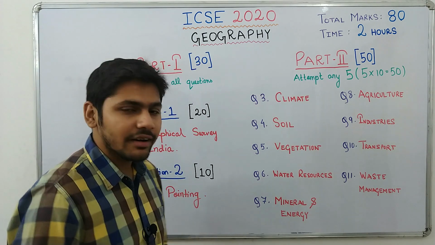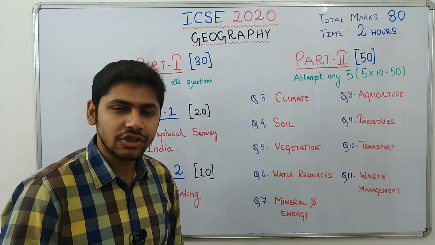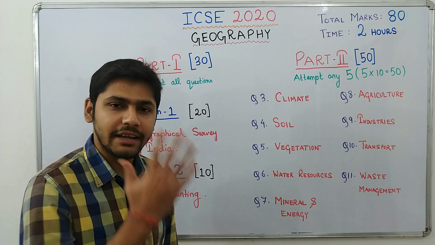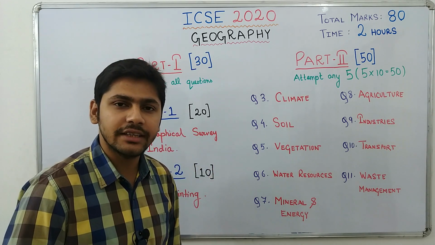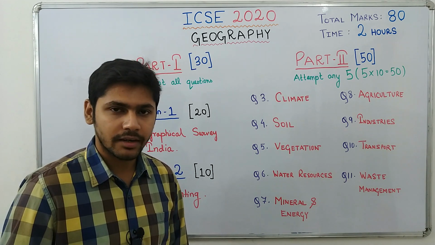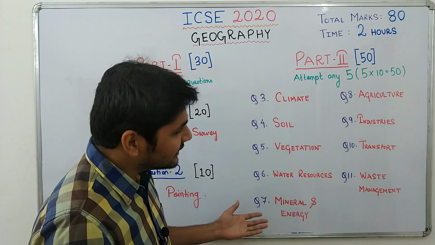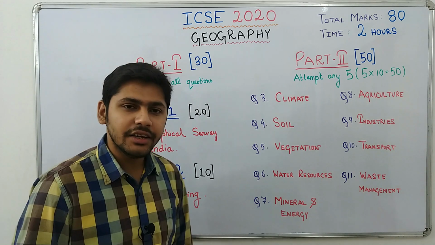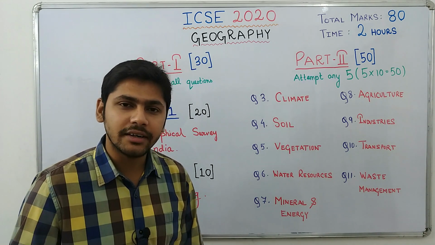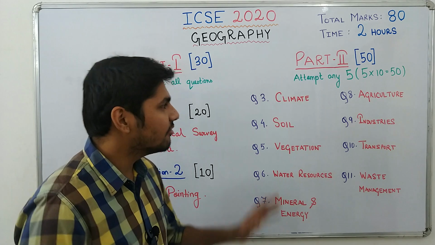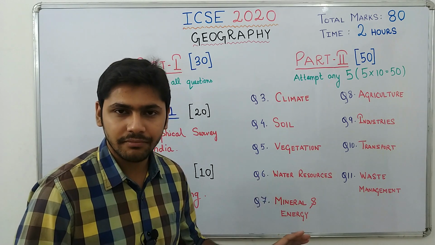There are a total of 9 questions. Each question is of 10 marks and you have to attempt any 5, which gives you 5 into 10, equal to 50 marks. It is very easy because if you study only 6 to 7 chapters, you can easily attempt 5 questions over here.